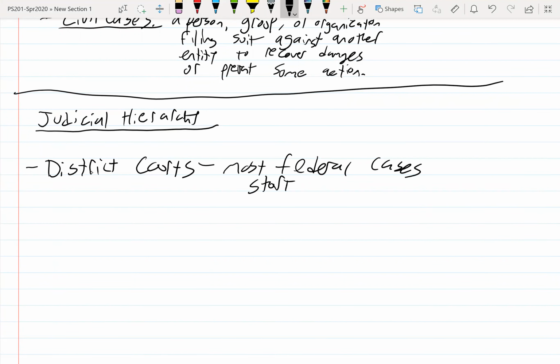And this is where the actual trial's going to occur. So here you'll have a jury. You'll have witnesses if need be. And so everything you would envision happening in a trial, it's going to be happening here. So this is the lowest level of our federal judiciary. And again, this is one of the inferior courts that Congress establishes.